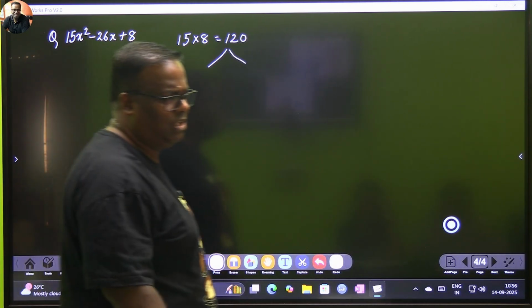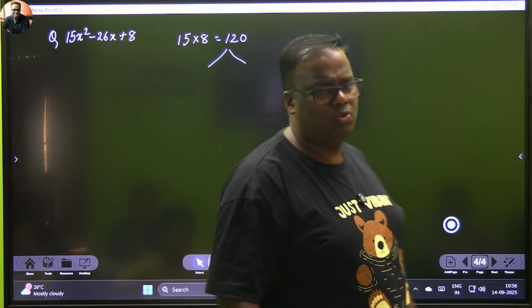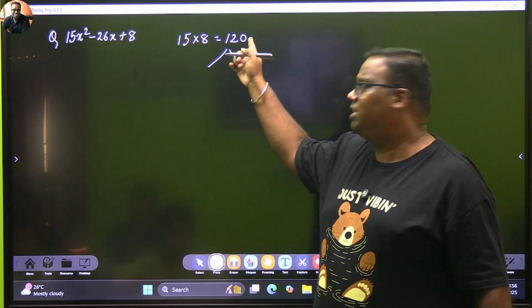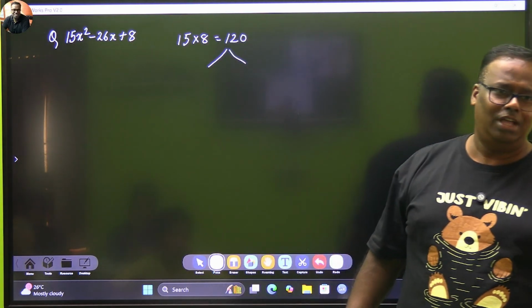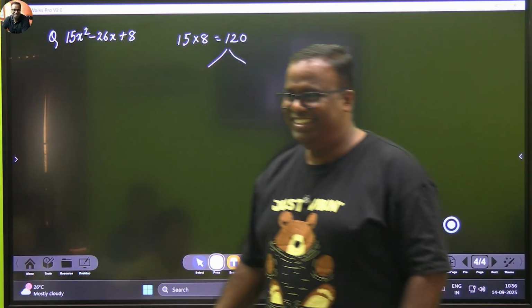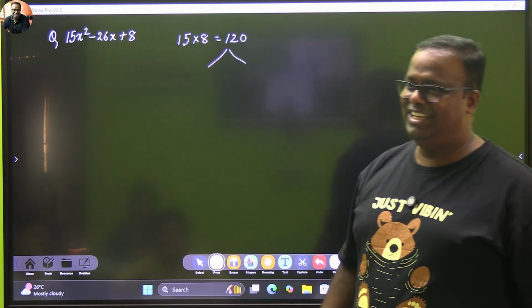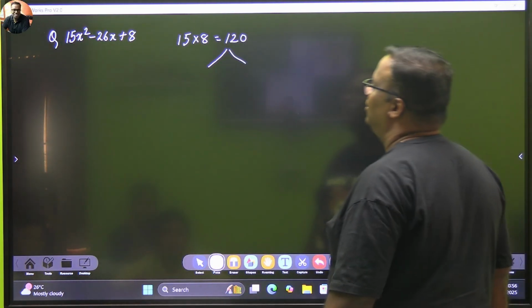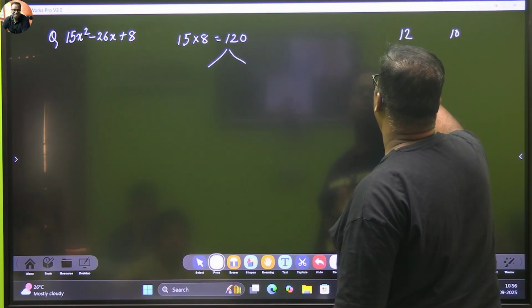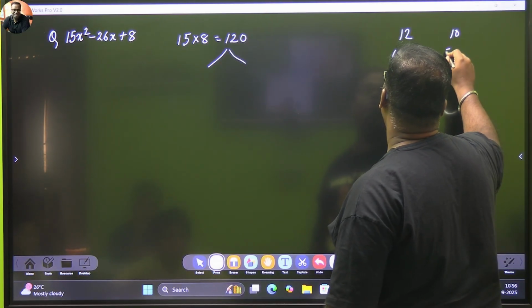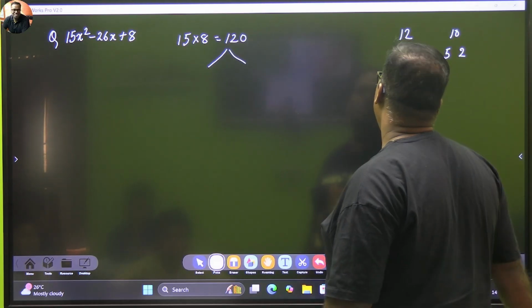No problem. We can do it very easily. 12 and 10. 12 tens are 120. 12 and 10 gives you 26? No. Then 26. So we have got 12, we have got 10. Try to split it more. You have got a 6, you have got a 2, you have got a 5, and you have got a 2. Now just see.